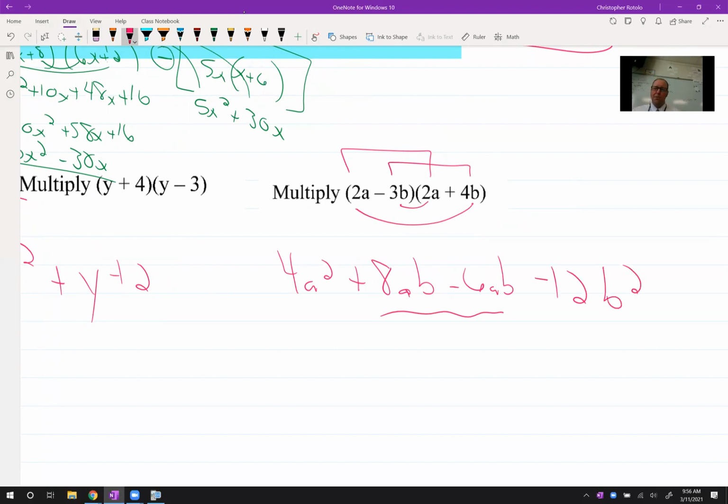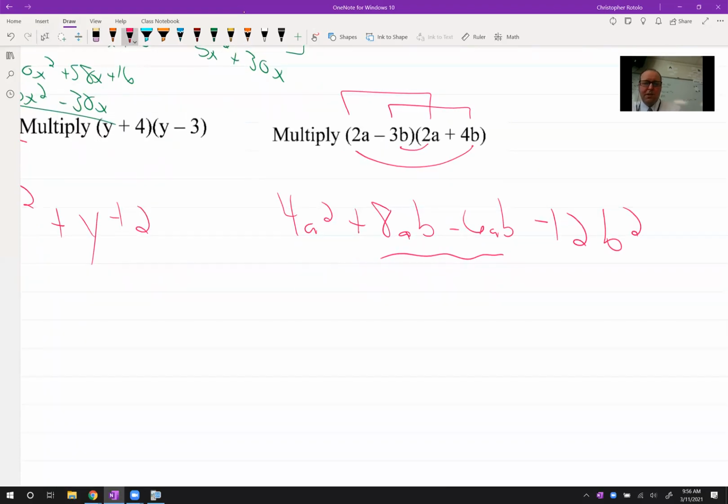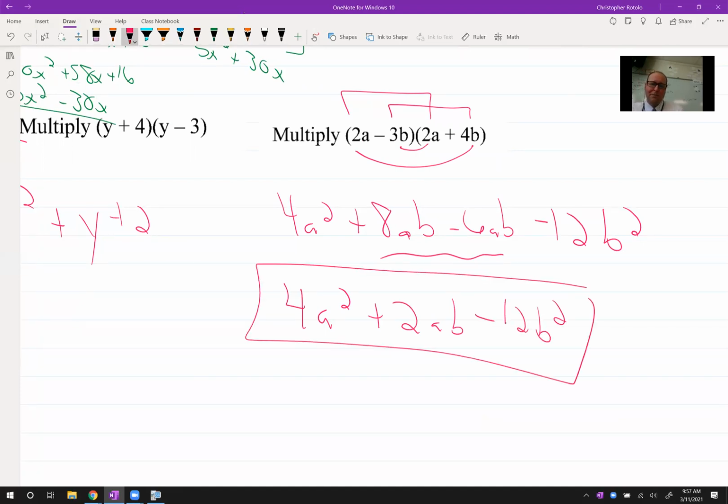So we can put more variables in here, but the process of FOIL is still the same thing, and it's really just a fancy distributive property. So 8 minus 6 is 2 of those ABs. Almost wrote plus. I did write plus. I got to erase it. Minus 12b squared gives us our final answer.